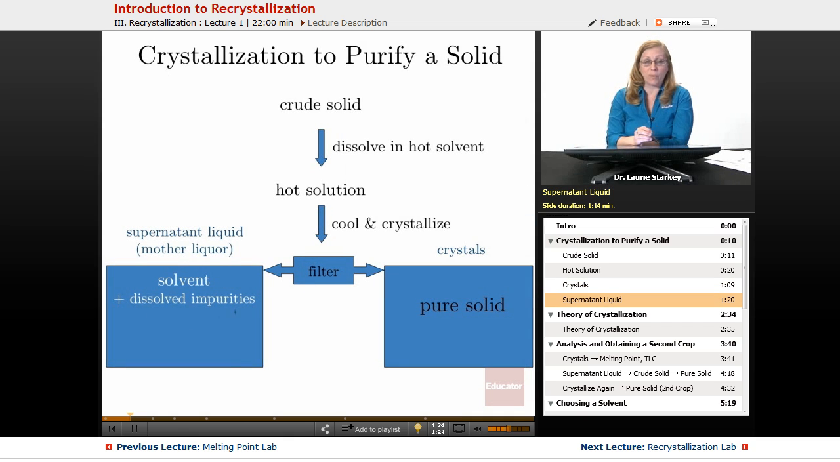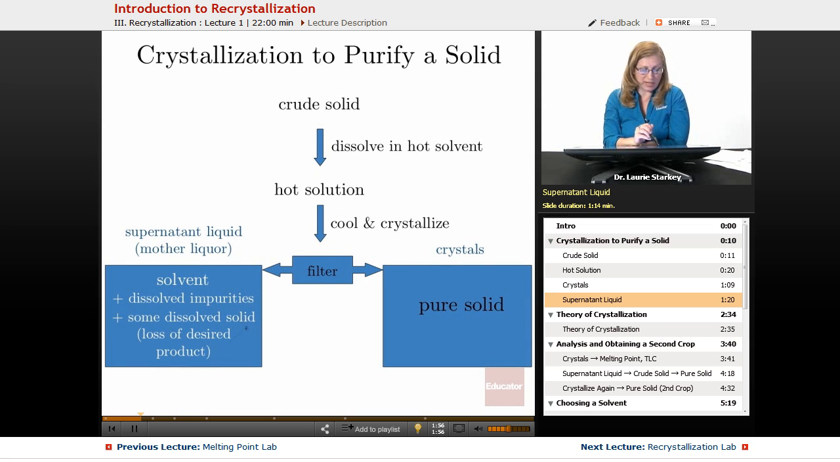And what we're filtering off is the solvent that's called the supernatant liquid, or the mother liquor, and that solvent is hopefully going to contain the dissolved impurities. So the assumption here is that the amount of impurities you have in your crude solid is relatively small, and so as we cool the solution, it's not going to be supersaturated in the impurities. There's still going to be plenty of solvent to keep the impurities dissolved, and so when we filter off the solvent, the solution from our crystals, our impurities are going to get washed away with that.